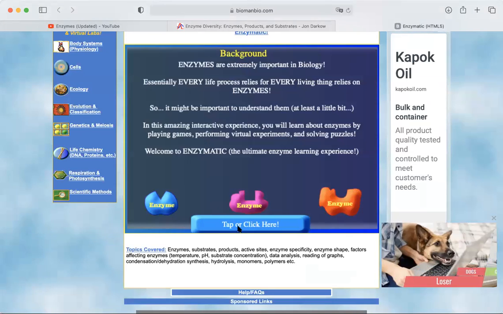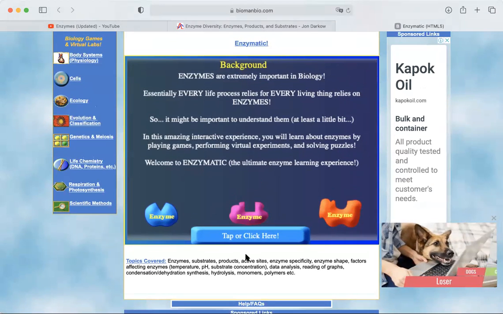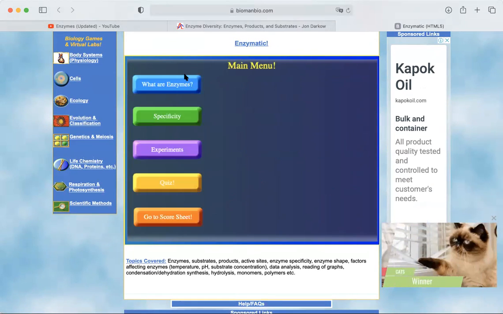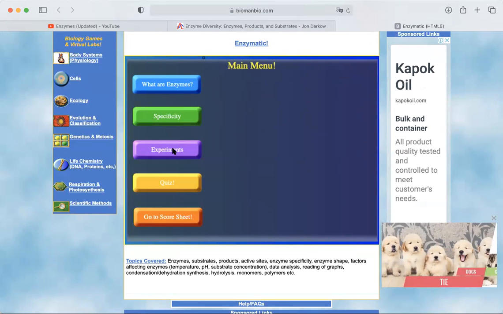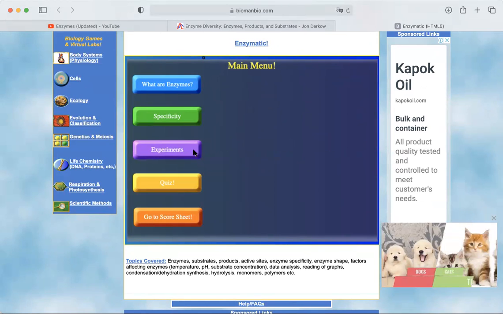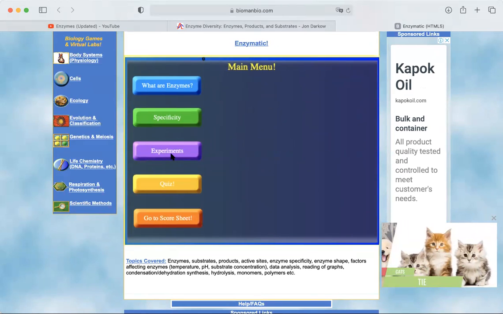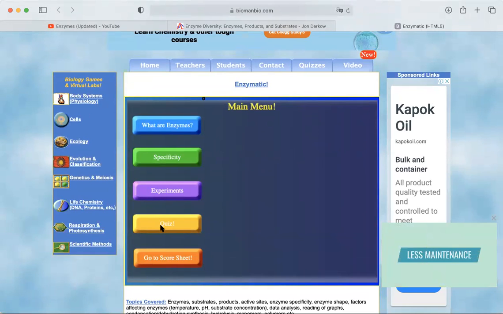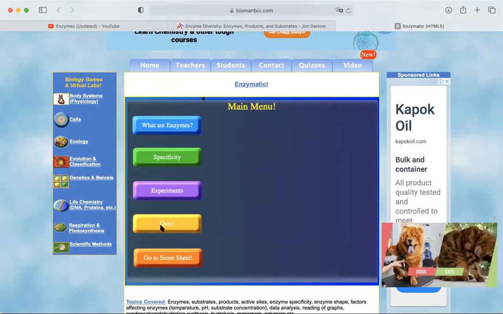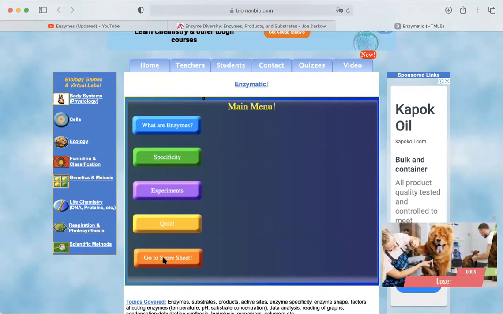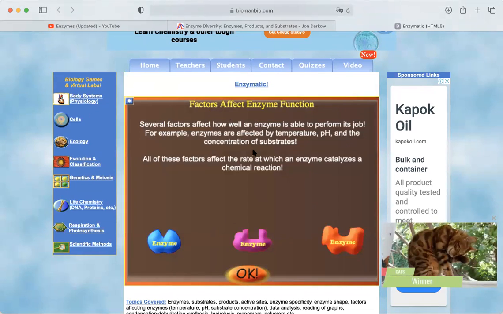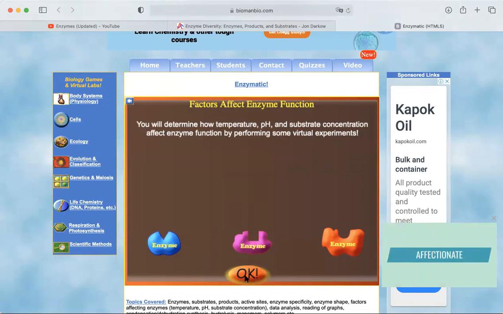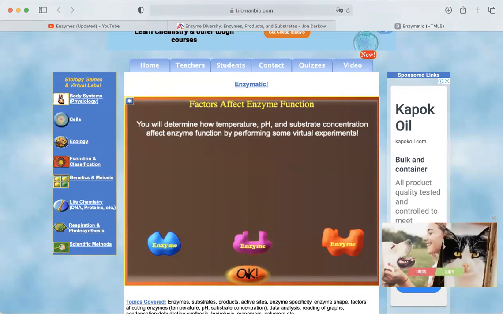So here's the link. You can read through the background. You can read through what enzymes are and the specificity, and then you'll go to experiments, which will take you through what you need to do. You can do the quiz to test yourself. Maybe I'll take some questions for your lab quiz from there, and then it'll give you a score sheet. So this is the experiment then, and it'll take you through a couple more introductory options.